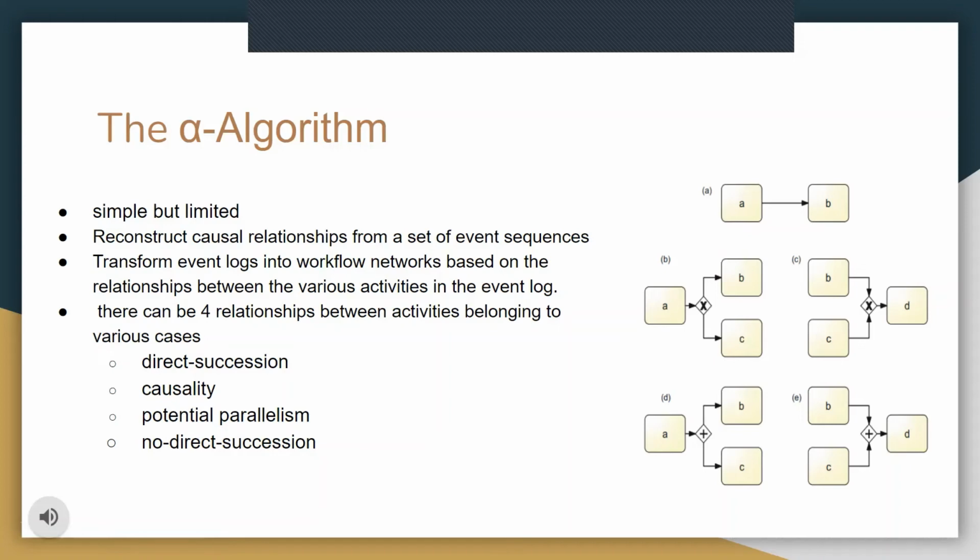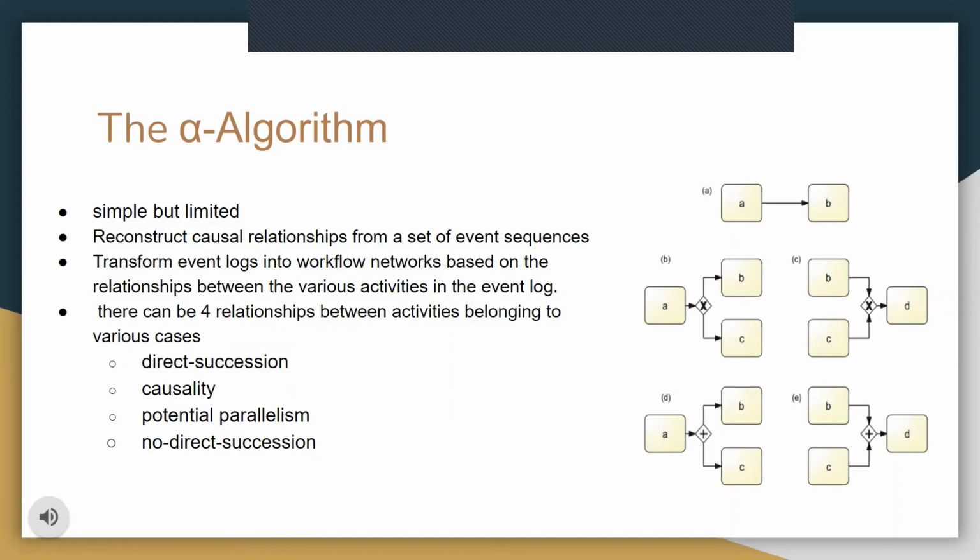If and only if some x is directly followed by y, then x is followed to y. This is the direct succession. If x follows y and y does not follow x, then it's x to y, which is causality. If x to y and y to x, then x is equal to y, which is parallel. Finally, if x does not follow y and y does not follow x, then x is not equal to y. This is indirect succession.